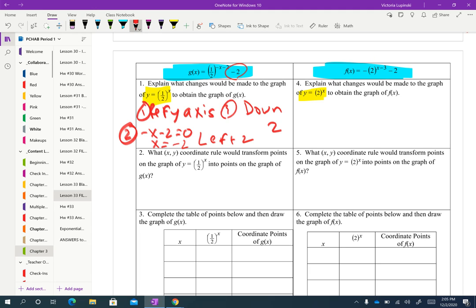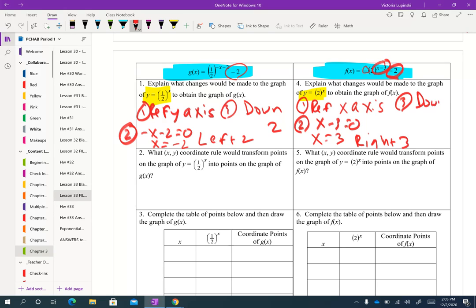Let's look at the one over here on the right. So the negative out front would mean that it's a reflection over the x-axis. If you look at the x minus 3 up top, x minus 3 is equal to 0. You would get x equals 3. So that's how you know that this is a shift of right 3 units. And then finally, the big -2, that's how you know that it's down 2.